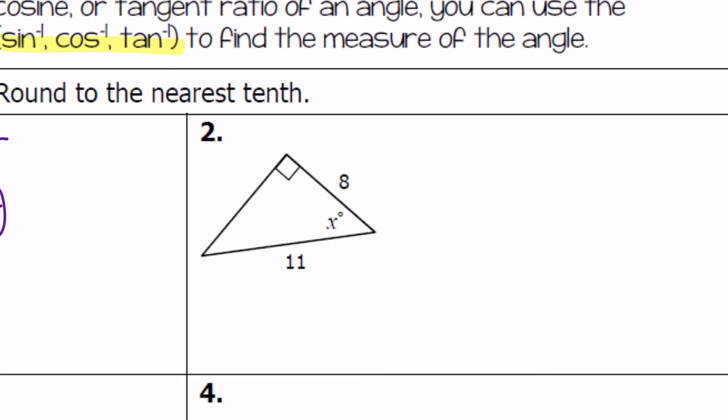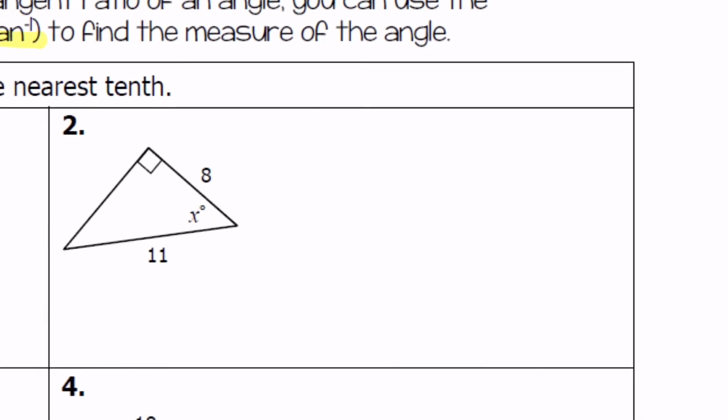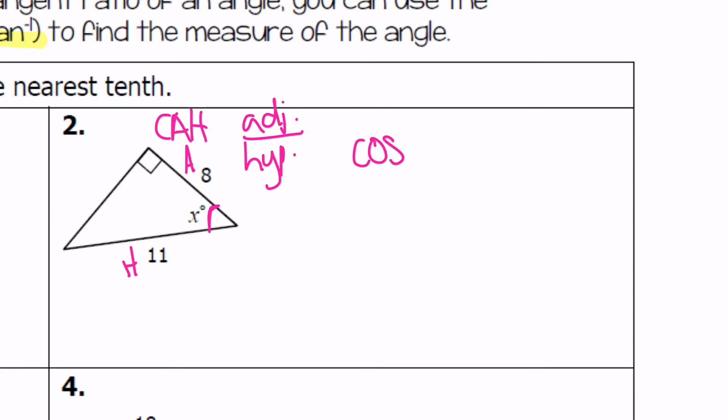Okay, so let's look at number 2. All right, so here's my angle, x. I'm given this adjacent side and this hypotenuse. So I need to use the CAH from SOHCAHTOA. That means I'm going to use cosine, which is adjacent over hypotenuse. So the cosine of angle x is equal to my adjacent side 8 over my hypotenuse 11.